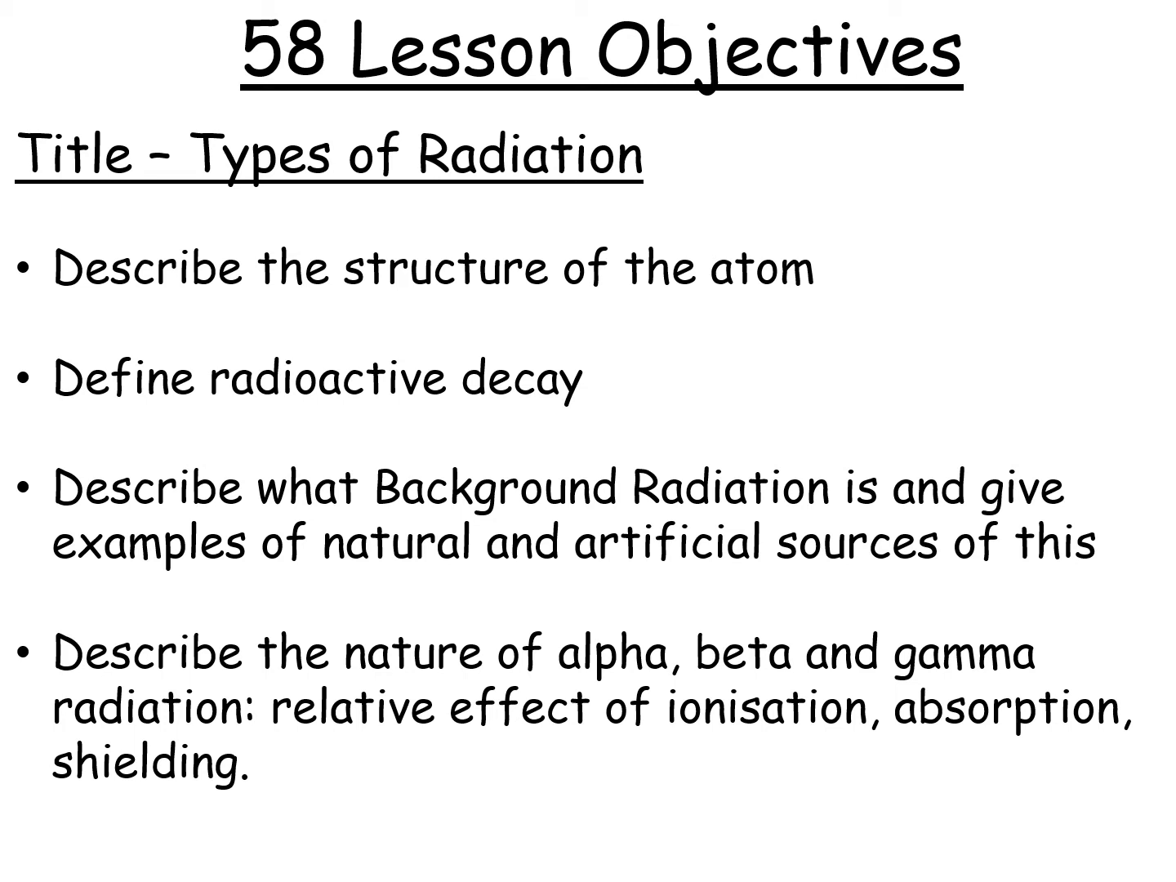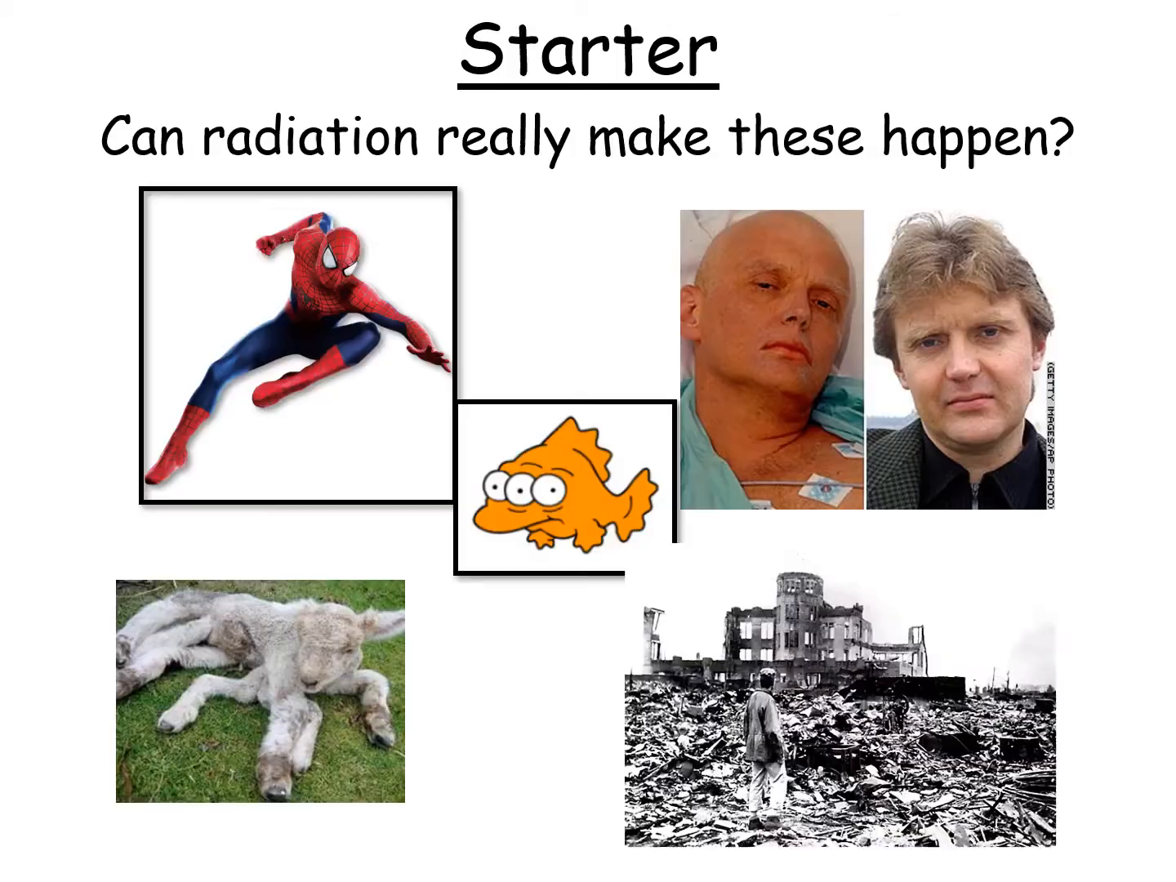So we're now starting radiation, and basically this is an introduction to radiation. We describe the structure of the atom, which then leads to the description of radioactive decay. We're going to talk about the different sources of radiation, both natural and artificial, and something called background radiation. And then we describe the three types of radiation that we're going to talk about in the course. Now, there's going to be a lot of information here, so I'm going to set an assignment to help you organize this information.